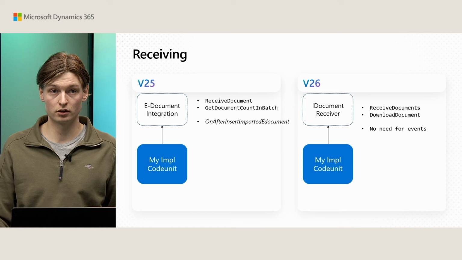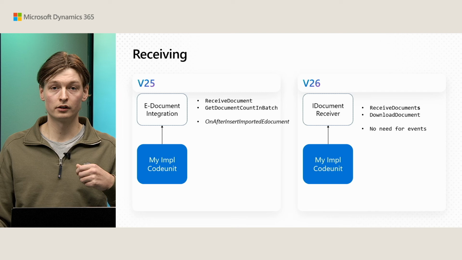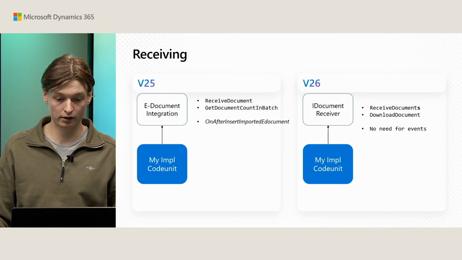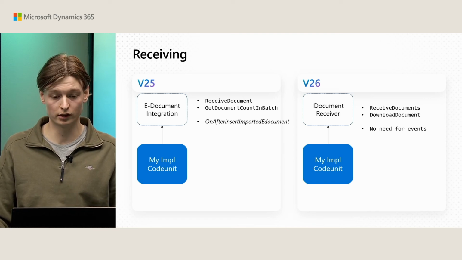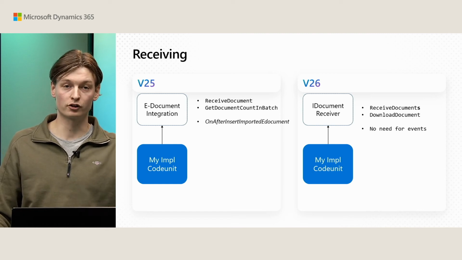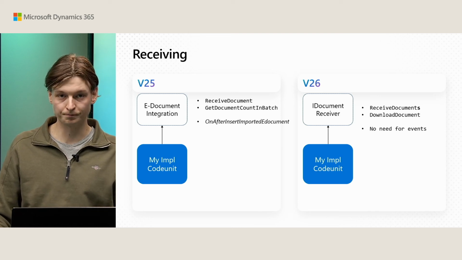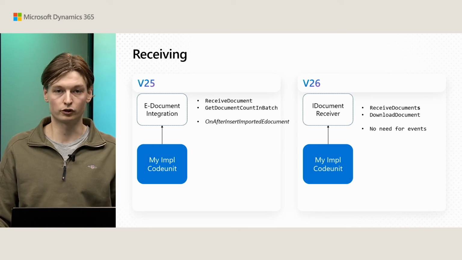So sending is very similar to what it was before. We have bigger changes in receiving. Still, they're quite simple to migrate, but these changes are bigger. So in version 25, we had the receive document and get document count in batch as functions in the interface. And then we had to throw in this IsHandled event called OnAfterInsertImportedDocument for you to go fetch the XML from the server and attach it to the eDocument.